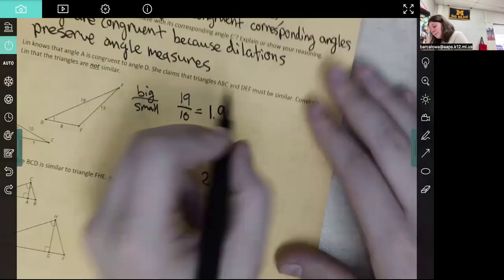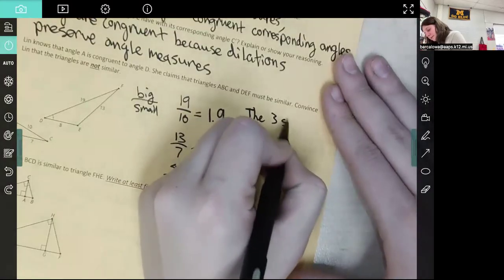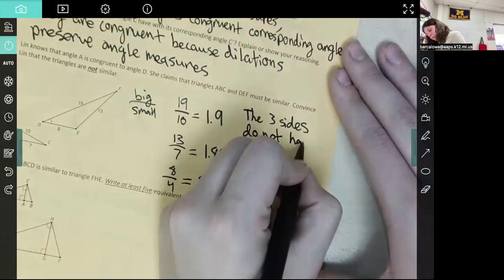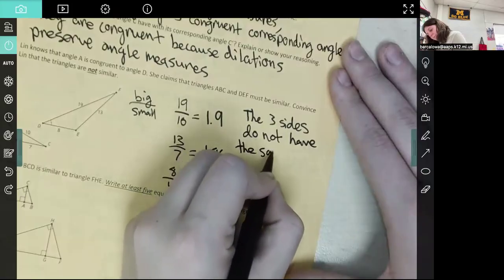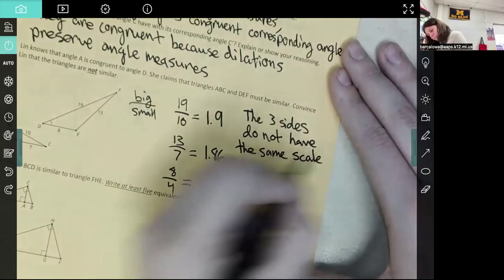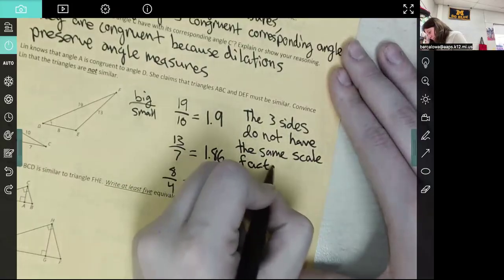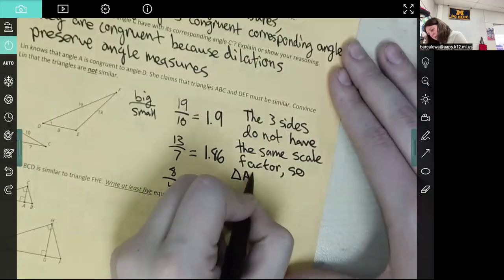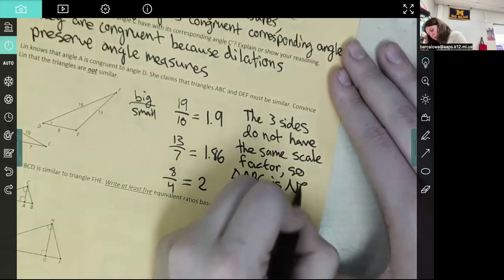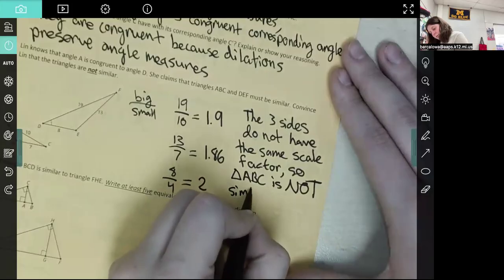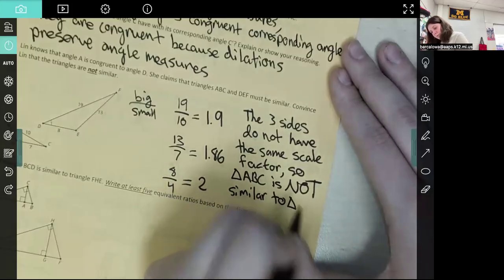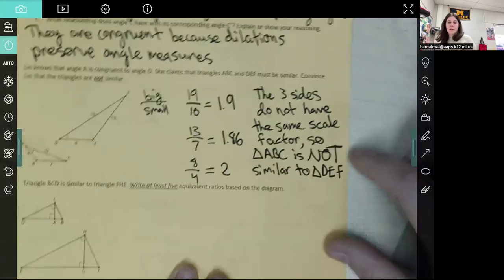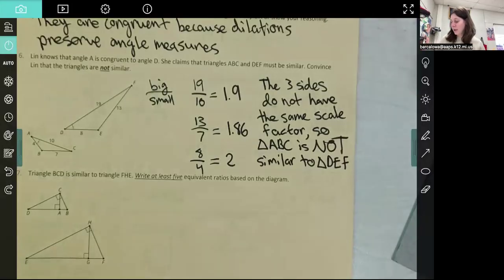Okay, so convince Lynn the three sides do not have the same scale factor. So triangle ABC is not similar to triangle DEF. You can be super dramatic and do a capital not as well. Not similar.